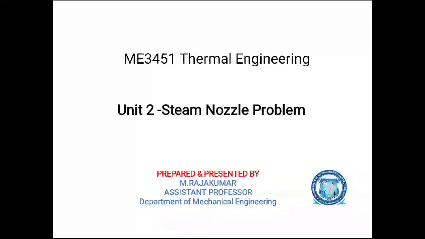In this video, we are going to see steam nozzle related problems. Dry saturated steam at 2.8 bar is expanded through a convergent nozzle to 1.7 bar. The exit area is 3 cm². Estimate the exit velocity and the mass flow rate, assuming isentropic expansion and assuming supersaturated flow at exit.